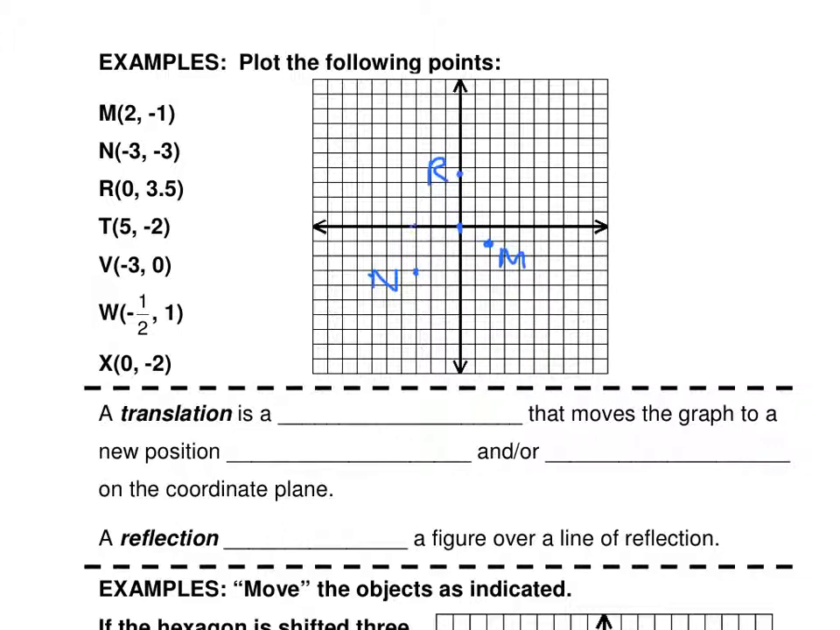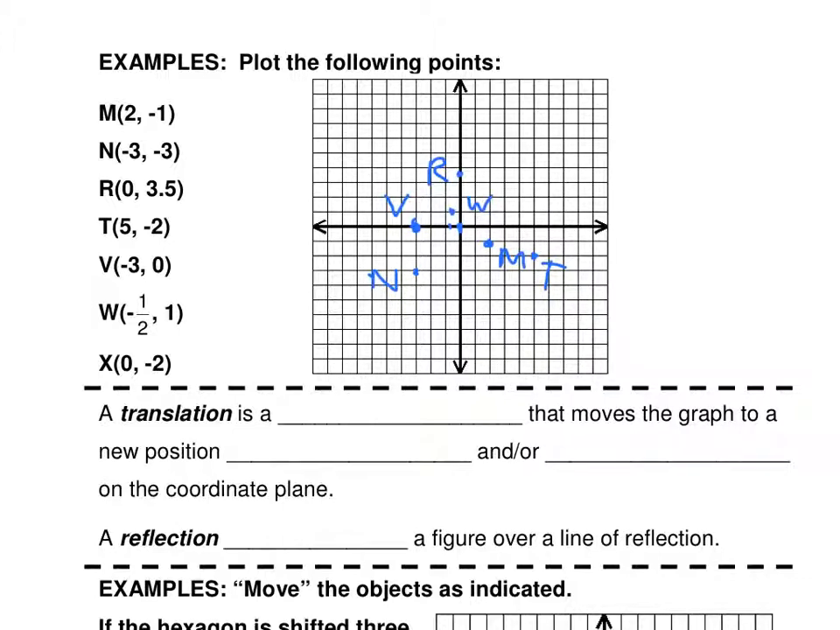Then T is 5, negative 2, so we go over to 5, down to negative 2. So that would be T. Then V is negative 3, 0, so over to negative 3 and then stay there. So that would be V. And then W is negative 1/2 and then up to 1. So that's going to be a weird one. So you have to go negative 1/2, which is kind of there, and then go up to 1. So that would be W. Just write it right there.